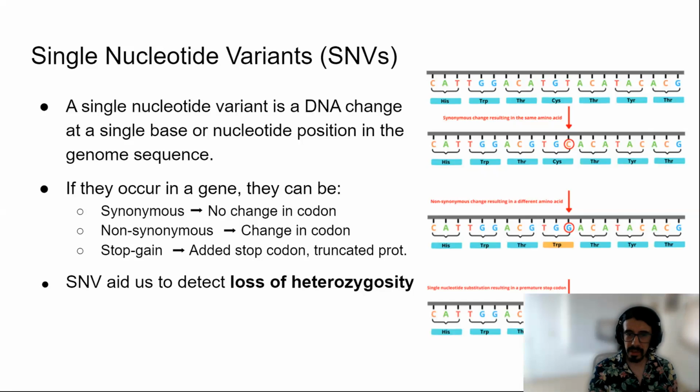For example, they can be synonymous if the codon doesn't change. They can be non-synonymous if the codon changes, as you see in the middle panel, or they can gain a stop codon, meaning you will have a truncated protein, as you see in the bottom panel.